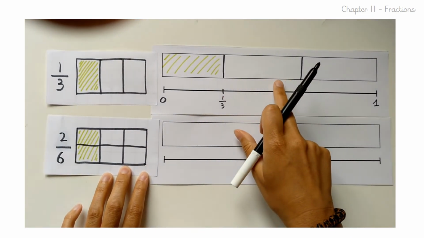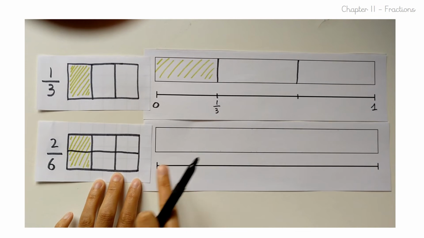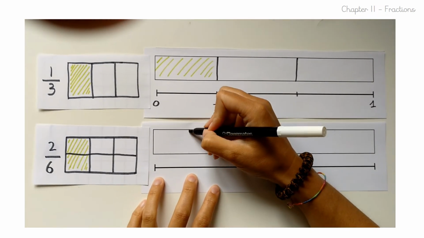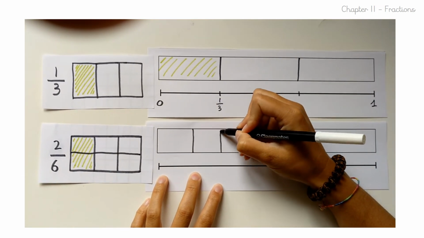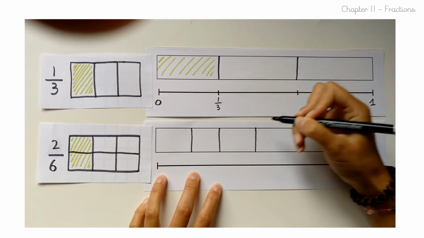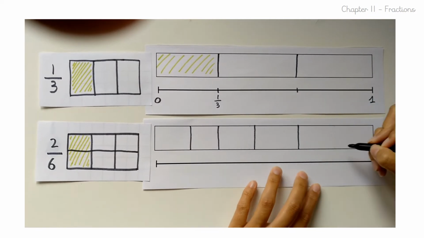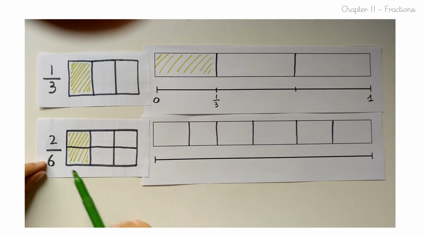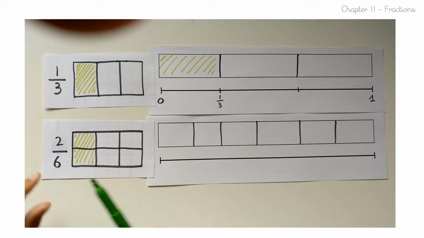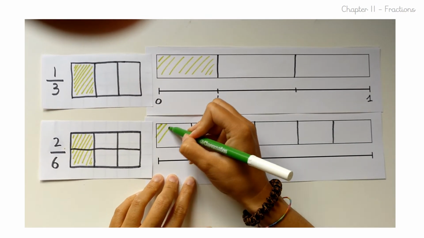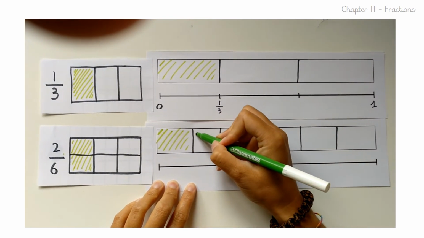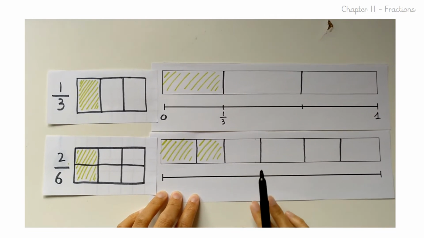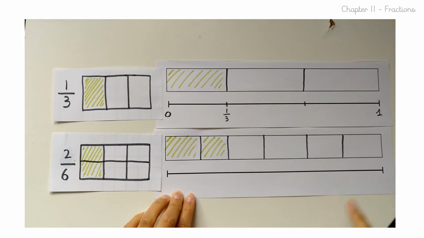Now I'm going to do what I did just before. I'm going to split my fraction bar into 6 equal parts. So I'm going to go 1, 2, 3, 4, 5, and 6. And I'm going to count how many parts out of 6? 2. Well done. So I'm going to shade 2 parts out of 6. What do I need to do next? I need to write it on my number line.